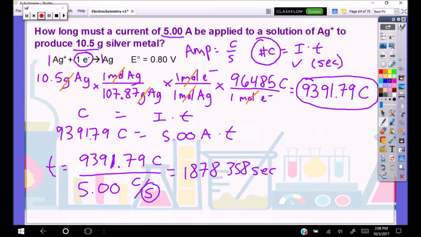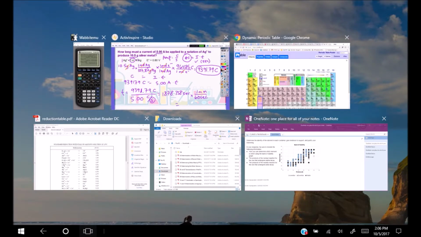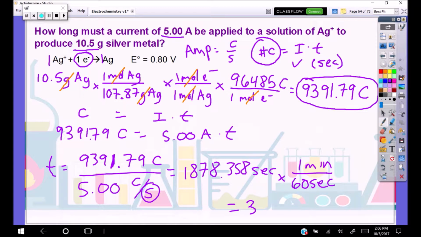Let's go ahead and throw this into minutes. We know we've got 60 seconds per 1 minute. So essentially we're dividing by 60. I just continued with my dimensional analysis to put it in that form. And when I divide by 60, I get an answer in minutes, 31.305. But I want 3 sig figs, so I'm just going to do 31.3 minutes. So this reaction, if I wanted to get 10.5 grams with this amount of current, would take me about a half hour. Okay. All right.